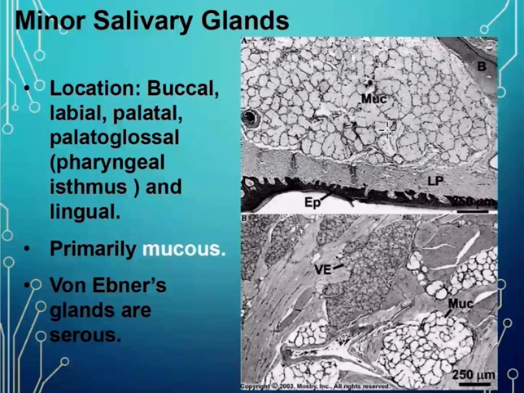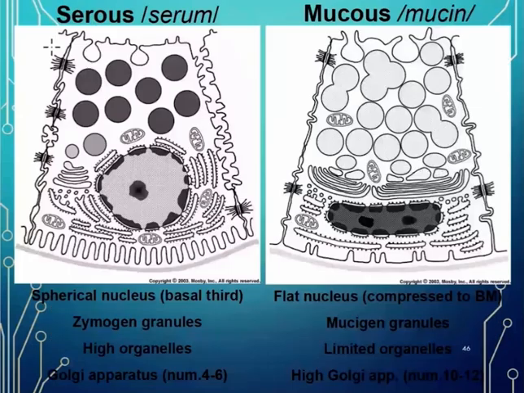And we've said that the minor salivary glands secrete spontaneously and continuously. So do the sublingual glands. This is a final summary of the difference between serous and mucus.